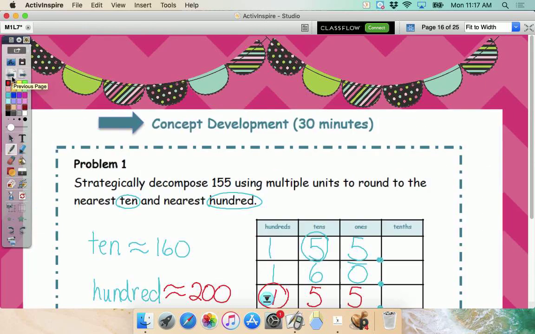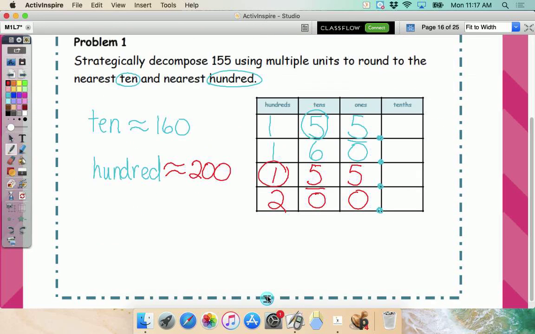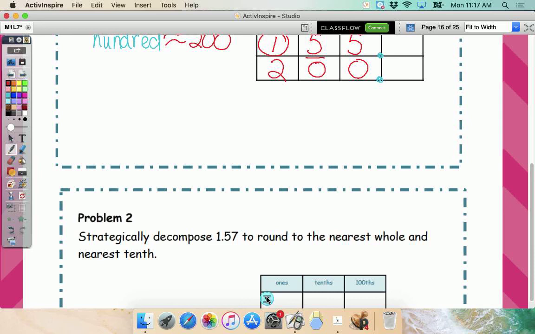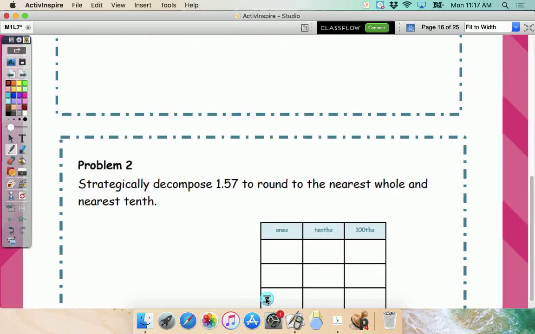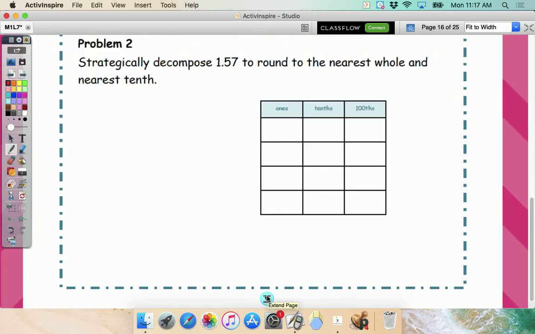Uh-oh, I need to scroll down, don't I? I'll get there. So we'll do this one the same way. What's the difference, though? There's decimals. It's not a whole number, is it? No. It's a mixed number. So we're going to write 1.57. And then this is interesting. The nearest whole and the nearest tenth. So go ahead and circle those.